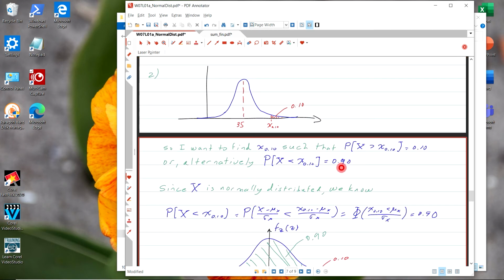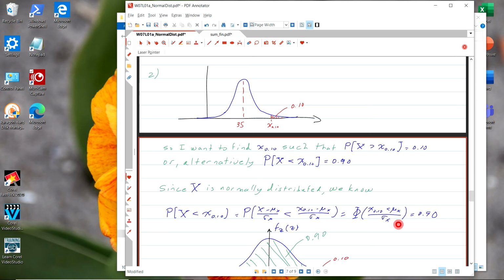And this value we can get from the cumulative distribution function and from the table. So basically we know that this is normally distributed, so our first step is to standardize: subtract the mean and divide by the standard deviation on both sides of the equation. So I'm looking for the value of phi, x 0.10 minus, that should be minus the mean.